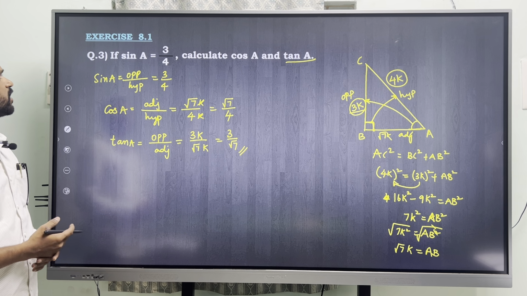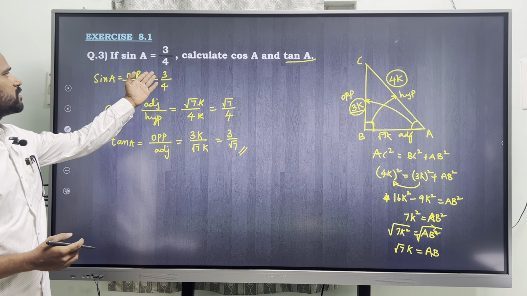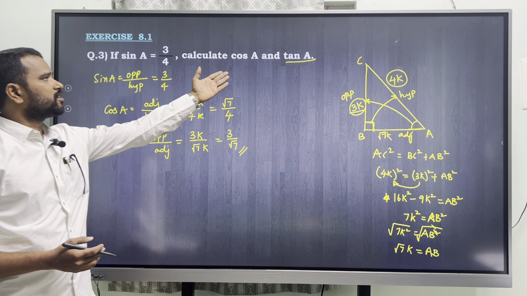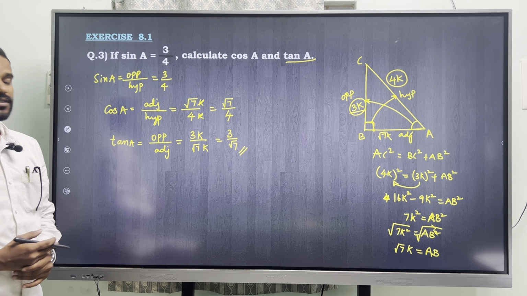This is how we can calculate. When the sine of an angle is given in the form of a ratio, we can find the other trigonometric ratios like cos A and tan A, like this. Understand?